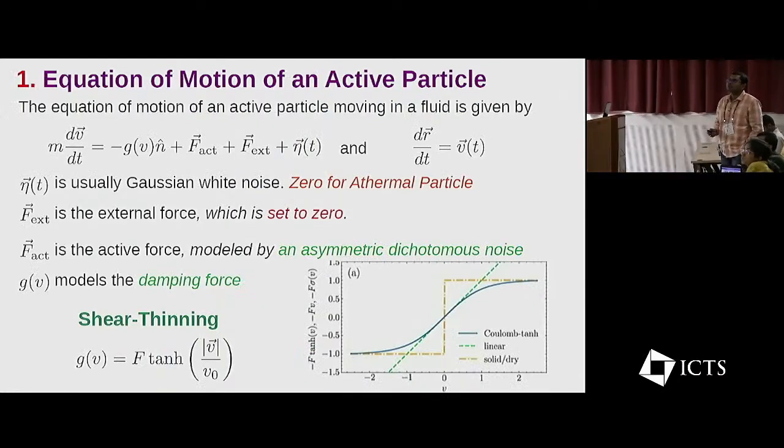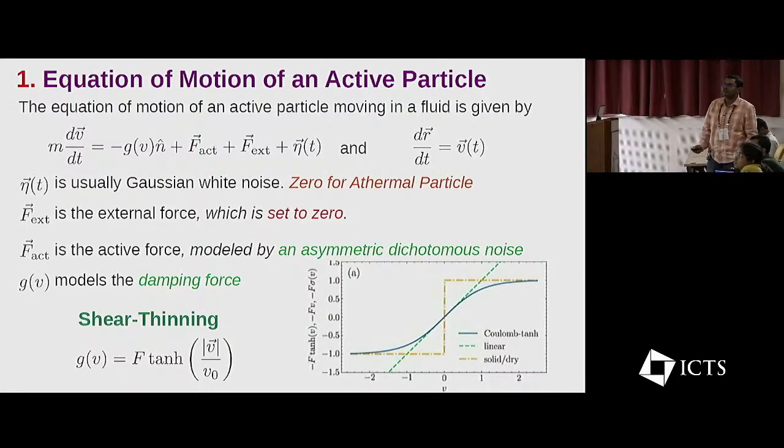The equation of motion of an active particle moving in a fluid is given by this equation. Here eta is the thermal noise. We are considering an athermal particle, meaning the mass of the particle is sufficiently high that we can neglect this thermal noise. We consider the external force Fext to be 0, and Fact is the active force, which we have modeled by an asymmetric dichotomous noise, and Gv is the damping force.